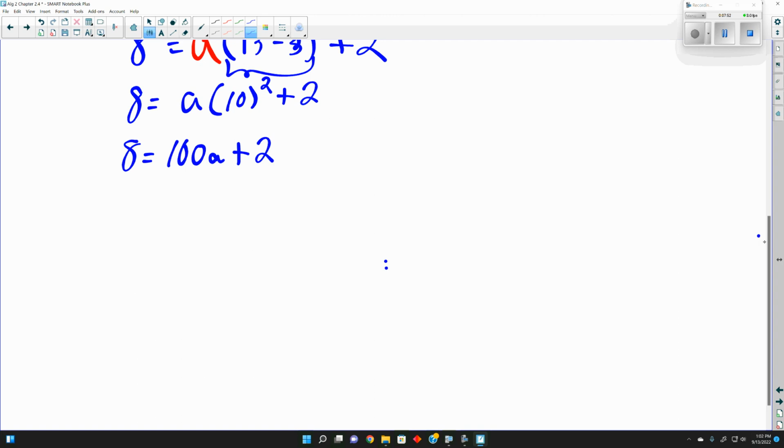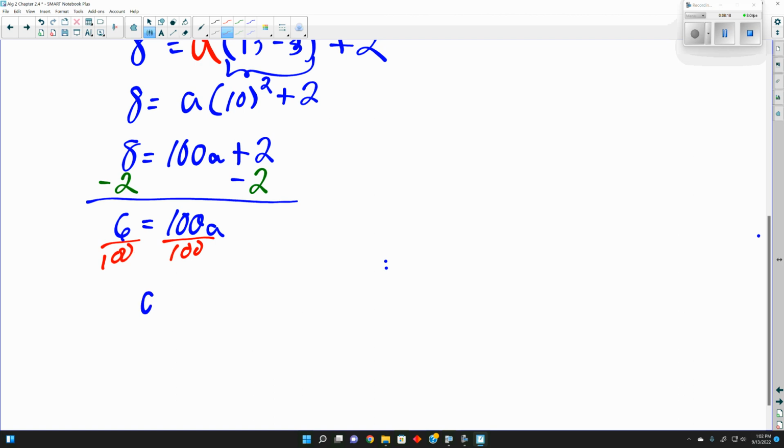I know we've gone back to Algebra 1 stuff, yes? Now we need to get A by itself, so the first thing we can do is subtract 2 from both sides, which tells us 6 is equal to 100A. Then we would divide both sides by 100, which tells us A is equal to, well, 2 will go into both 6 and 100, which reduces 6 to 3 and 100 to 50. Really, we could have just stuck 6 over 100 in a calculator and it would give us the solution.